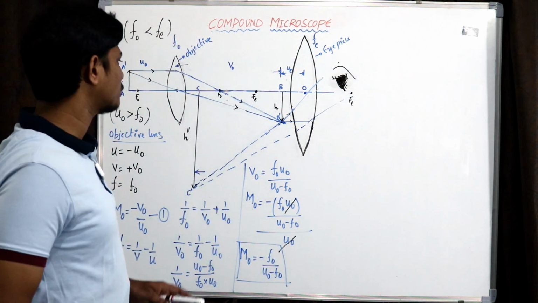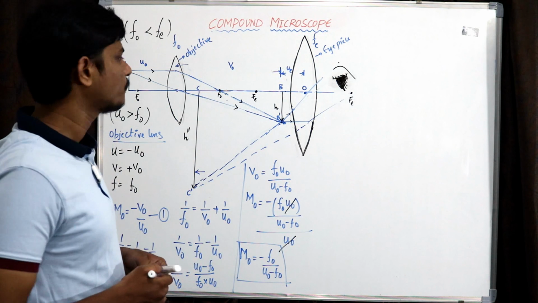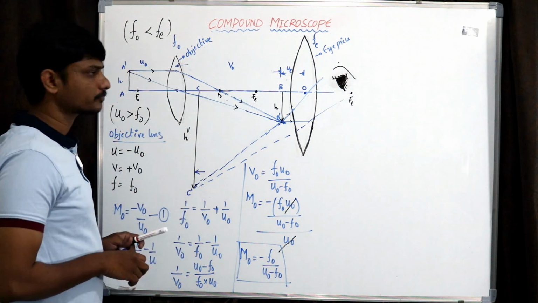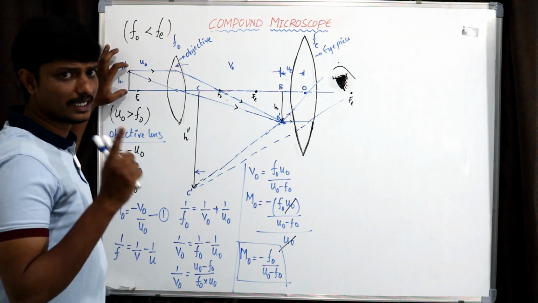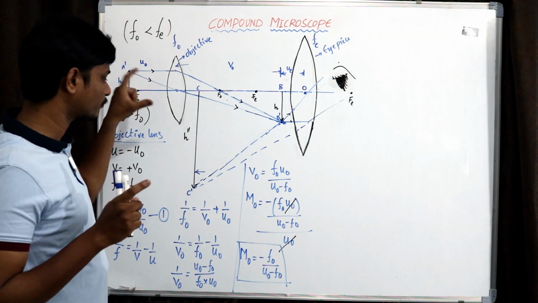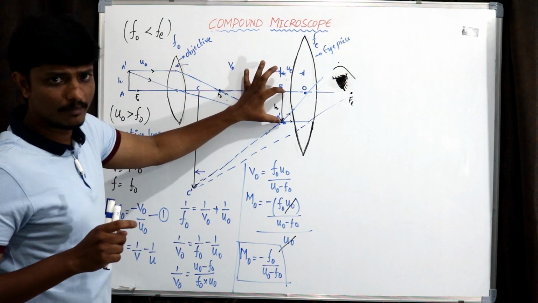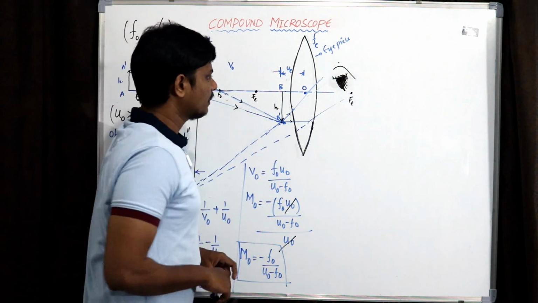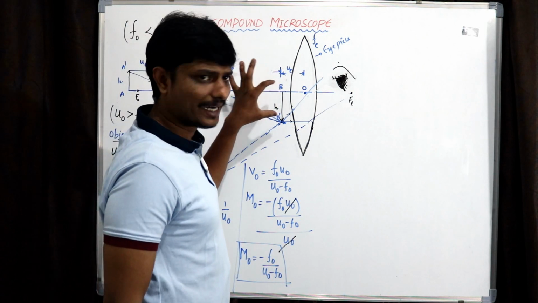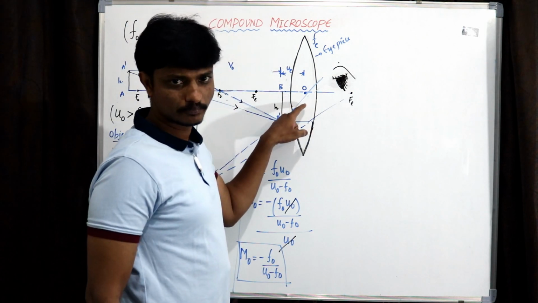This is the magnification produced by the objective lens. Now, what happens? Let me recall. I have placed an object in front of the objective lens which is greater than the focal length of the objective lens. Therefore, I got a real image on the other side of the lens. Now, this image starts acting as an object for the eyepiece.